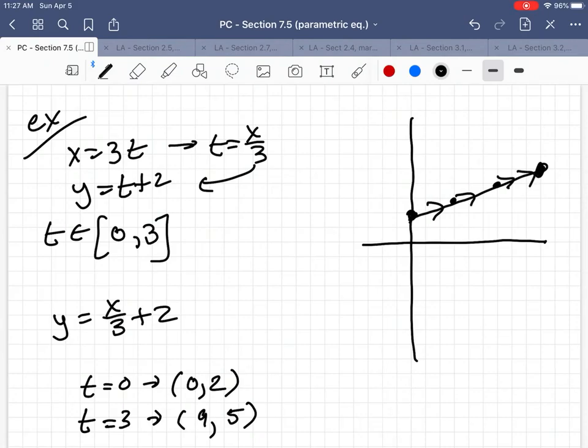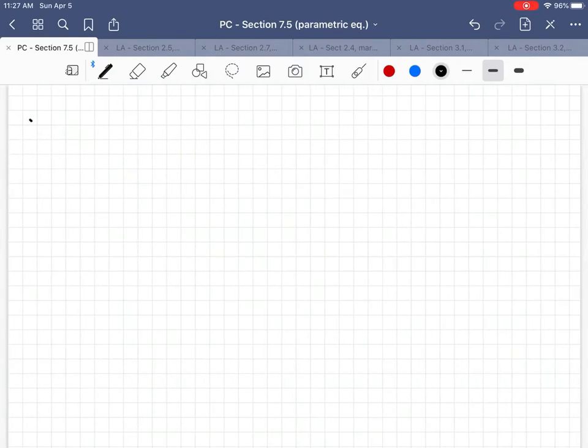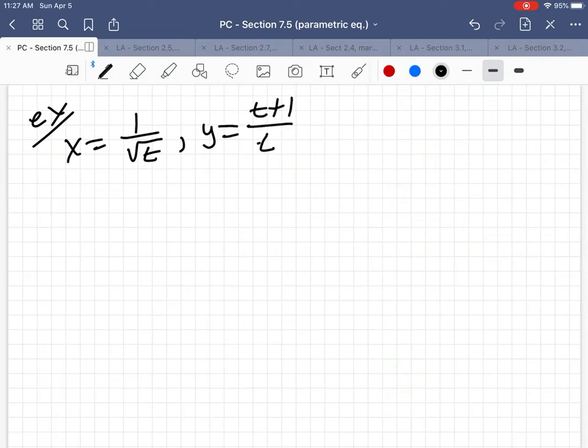All right, so we're just going to do a couple more that get a little more complicated. So here's our next one. x equals 1 over radical t, and y equals t plus 1 over t. Now this one I'm not going to restrict you at all, but because of the nature of these equations, t is restricted. For instance, t can't be 0 because 0 on the bottom of a fraction is not going to work.